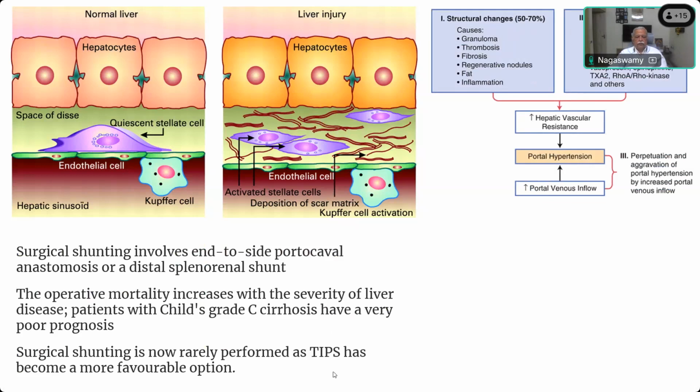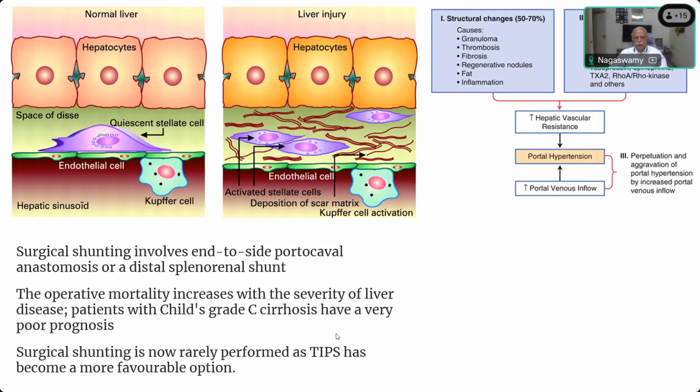What is this TIPS? It is a transjugular intrahepatic portosystemic shunting. This is just like any other shunt that you produce for overcoming an obstruction. This is a more semi-invasive procedure done through the vascular system.